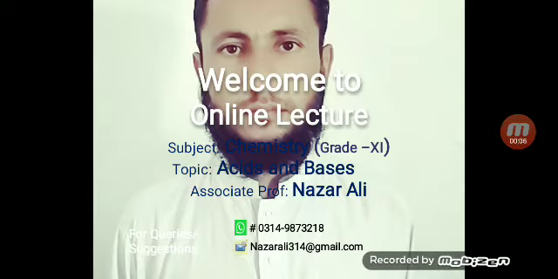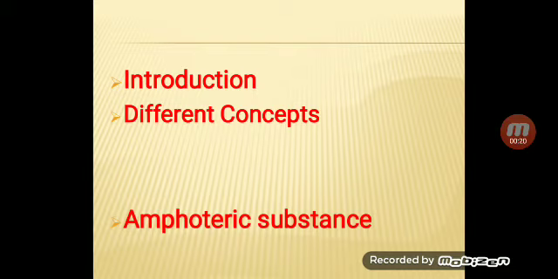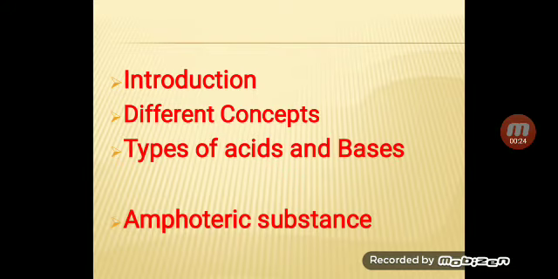Today our topic is acids and bases and the concepts about acids and bases. This topic consists of an introduction to acids and bases, different concepts about acids and bases, types of acids and bases, and amphoteric substances. First of all, we should know about the general introduction of acids and bases.